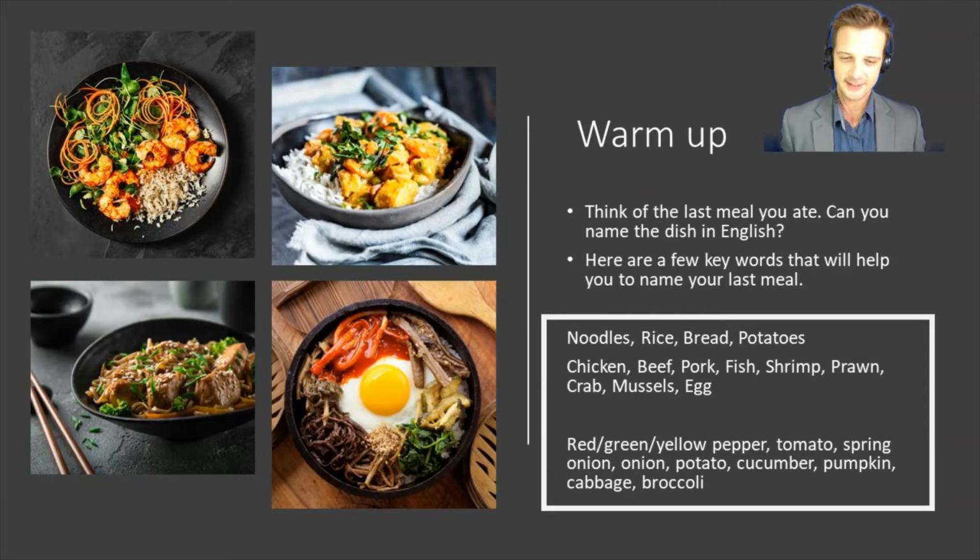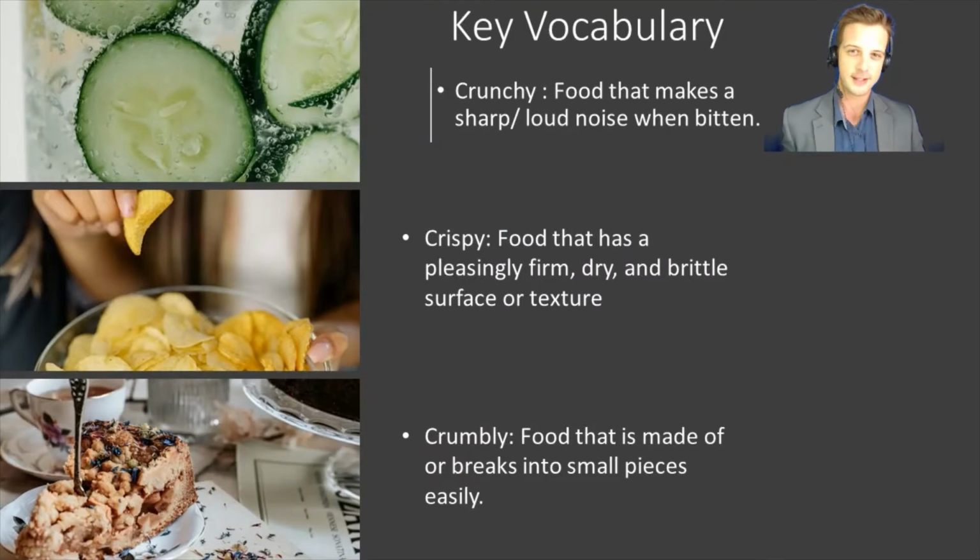After you've done that, let's move on and we will learn a few key words to describe the texture of food today. So the texture refers to the way the food feels in your mouth. Okay, so the first key word for today is crunchy. Crunchy foods are foods that make a sharp, loud noise when bitten or chewed. Right? A good example is cucumber, like the picture.